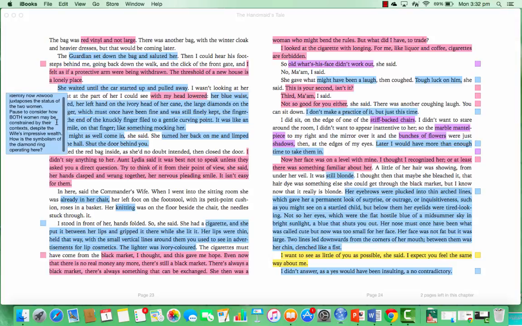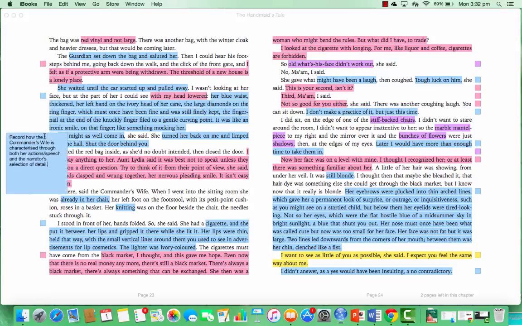How is the symbolism of the diamond ring operating here, and the way that she looks at it? Record how the commander's wife is characterised through her actions and her speech, as relayed by our protagonist, and the narrator's selection of detail, and to what extent does the selection of detail position us to understand these characters in particular ways.